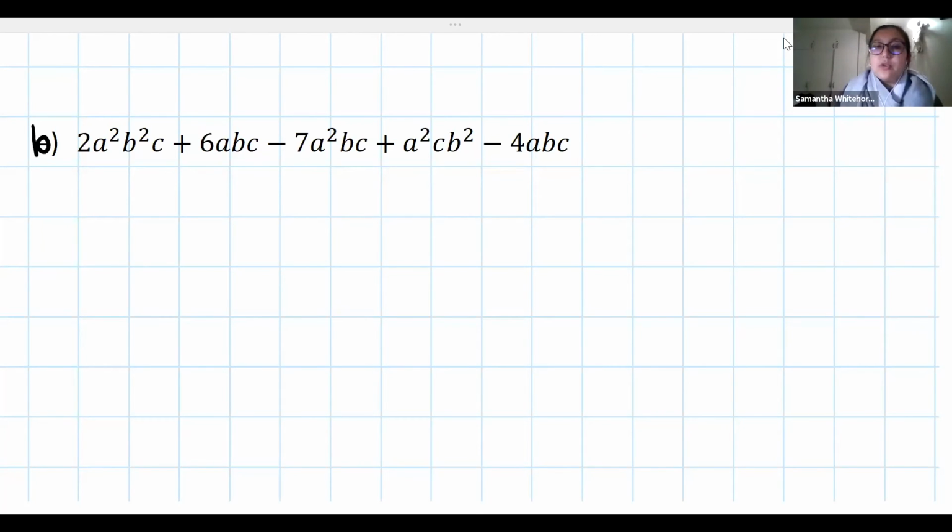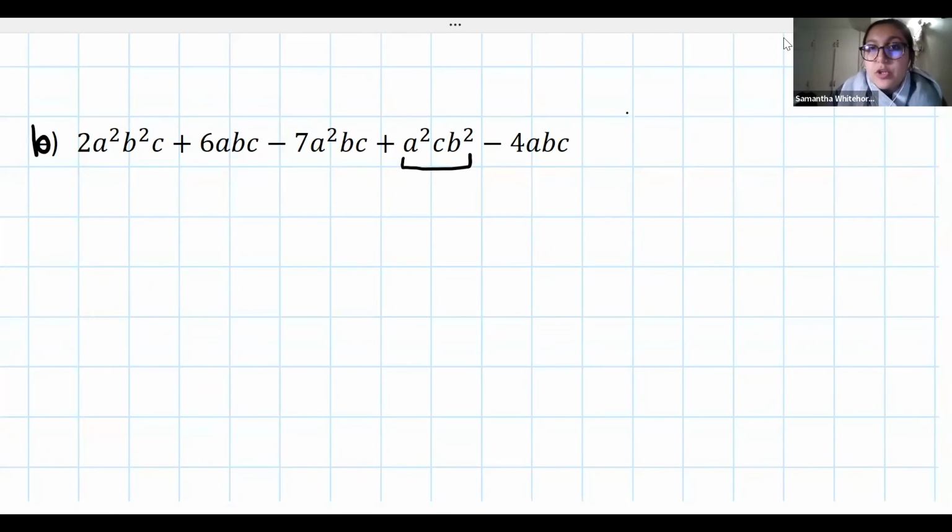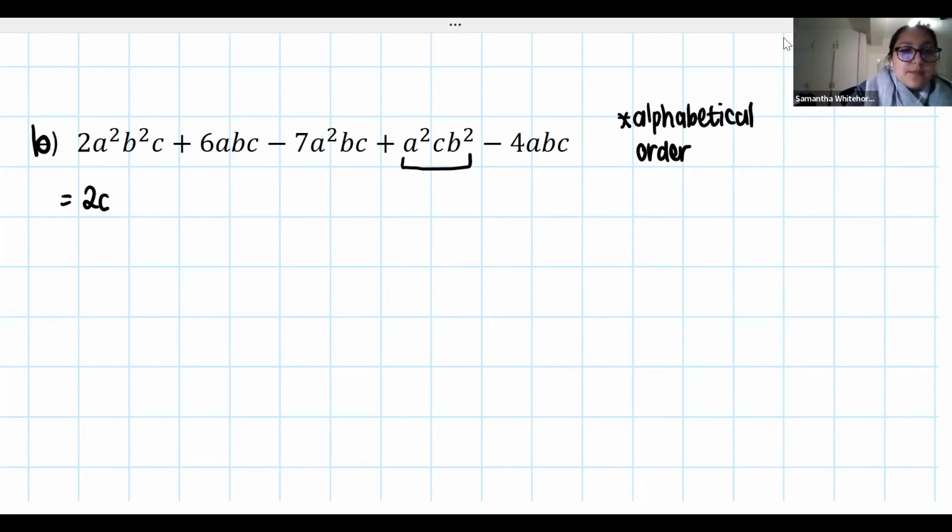Now, what I want you to notice, and it's really only in this fourth term, is that those variables are not in alphabetical order. So if looking at this stresses you out and makes you panic about needing to find like terms, put all variables in alphabetical order first. It will make your life so much easier. So if we start with that, all the other terms are fine because it's A, B, C, obviously A squared, B squared, C, plus 6ABC minus 7A squared BC.